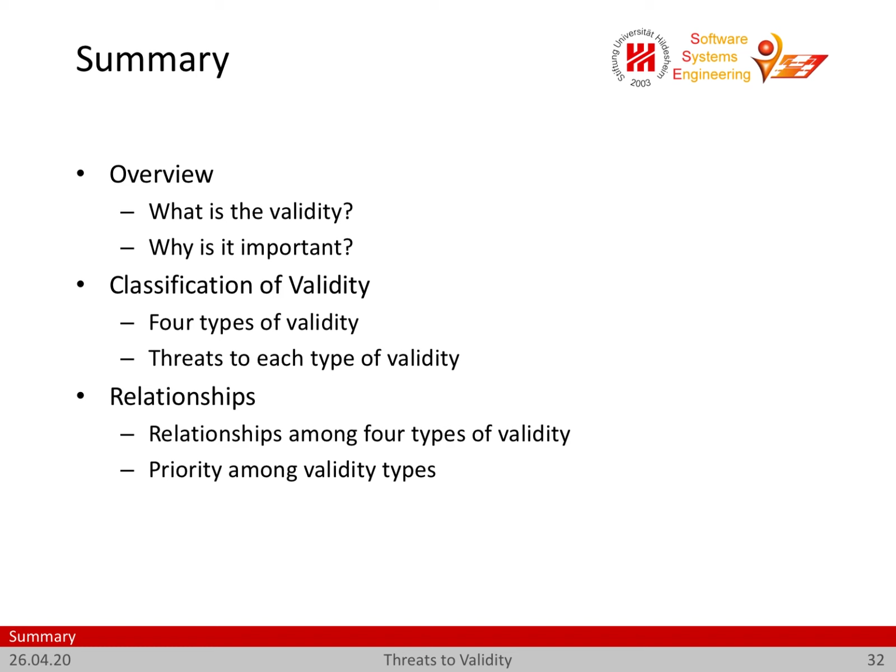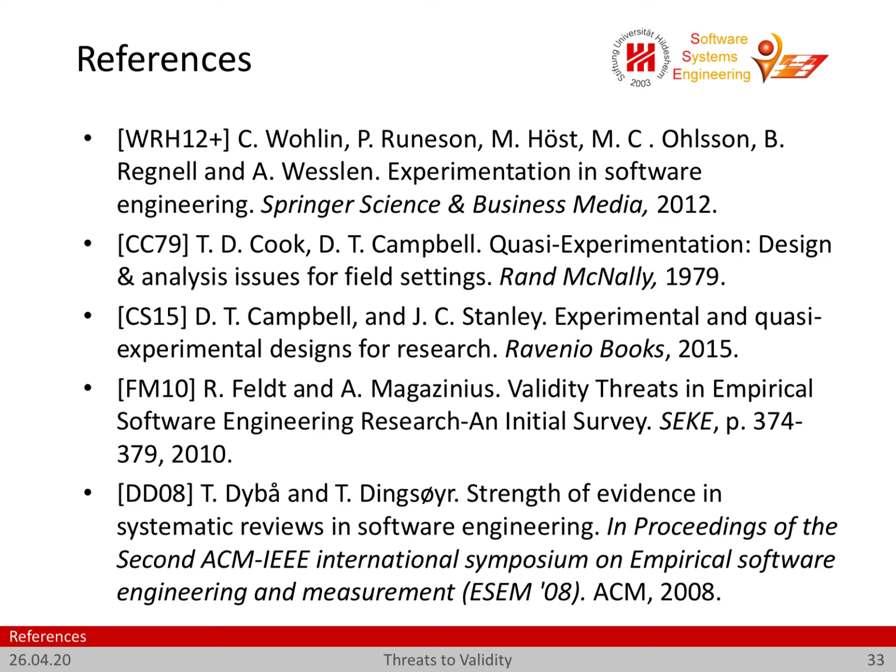There are also relationships among the 4 types of validity, and there's a priority that should be taken into account. There's a lot of literature on this. Please have a look at some of those books, especially if you are actually doing some sort of empirical work.